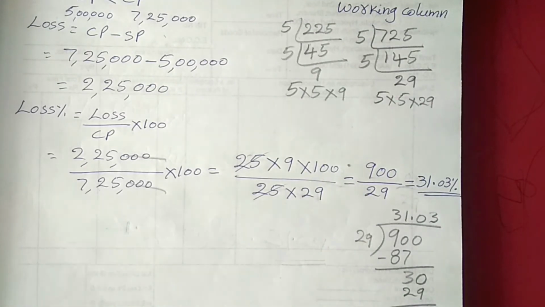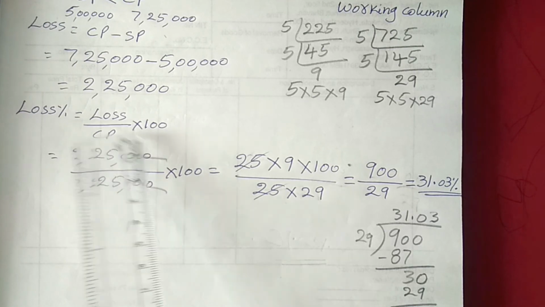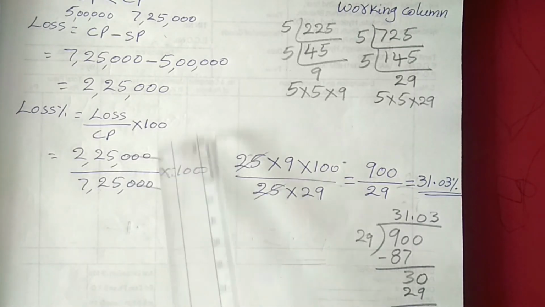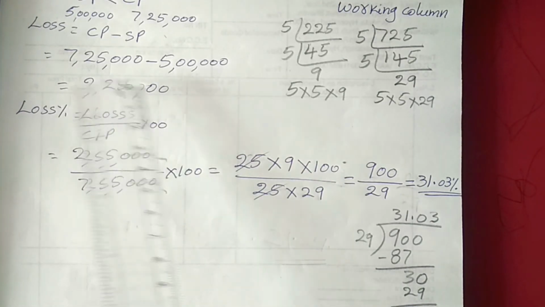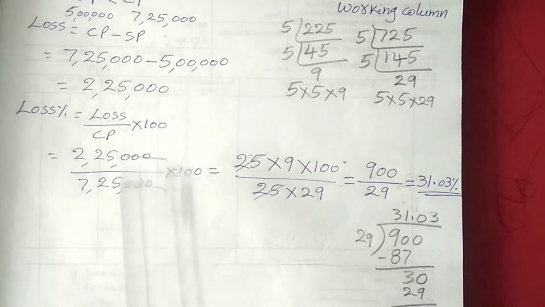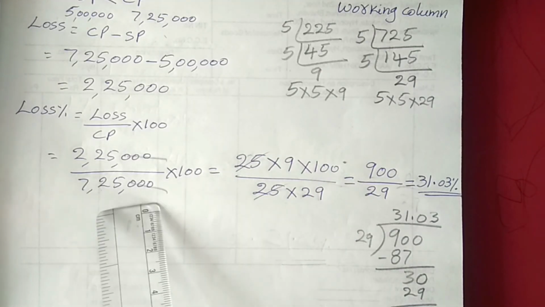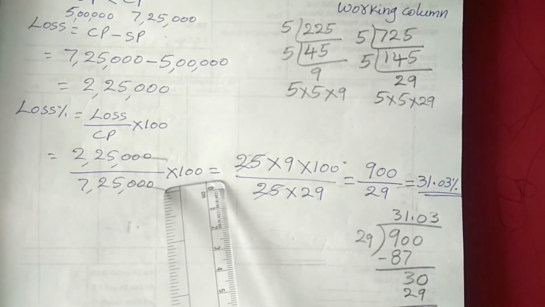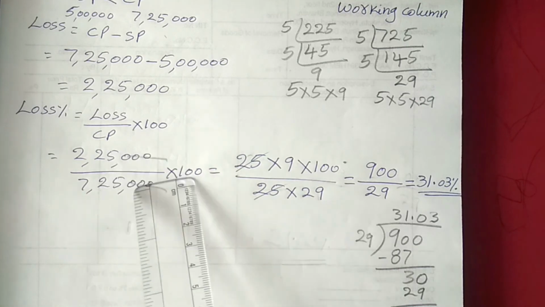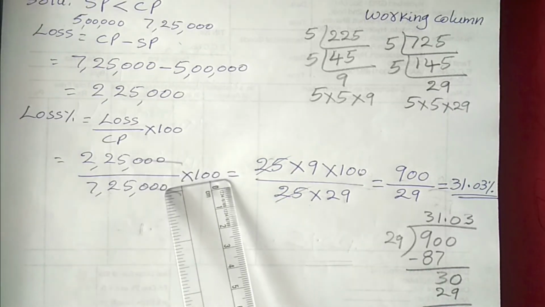Loss percentage we have to find out now. Loss percentage is equal to, formula we know, loss by cost price into 100. So here loss is 2,25,000 and the cost price is 7,25,000. So 2,25,000 divided by 7,25,000 into 100. Right. Now cancel the zeros wherever it is possible.